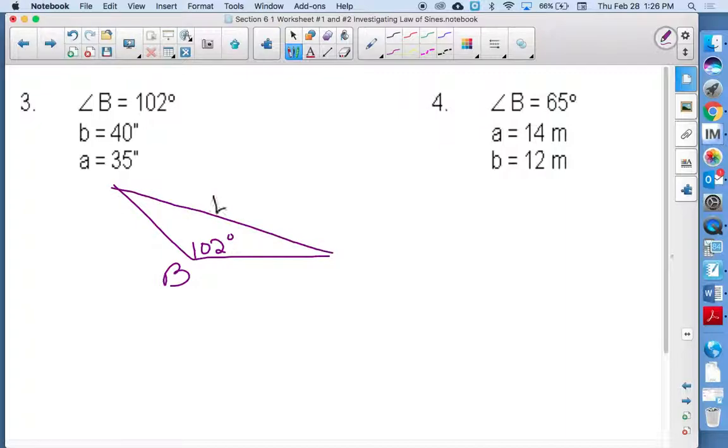Across from angle B would be side B. Attached to angle B is the other side, and that's 35. This doesn't get an angle side. There.